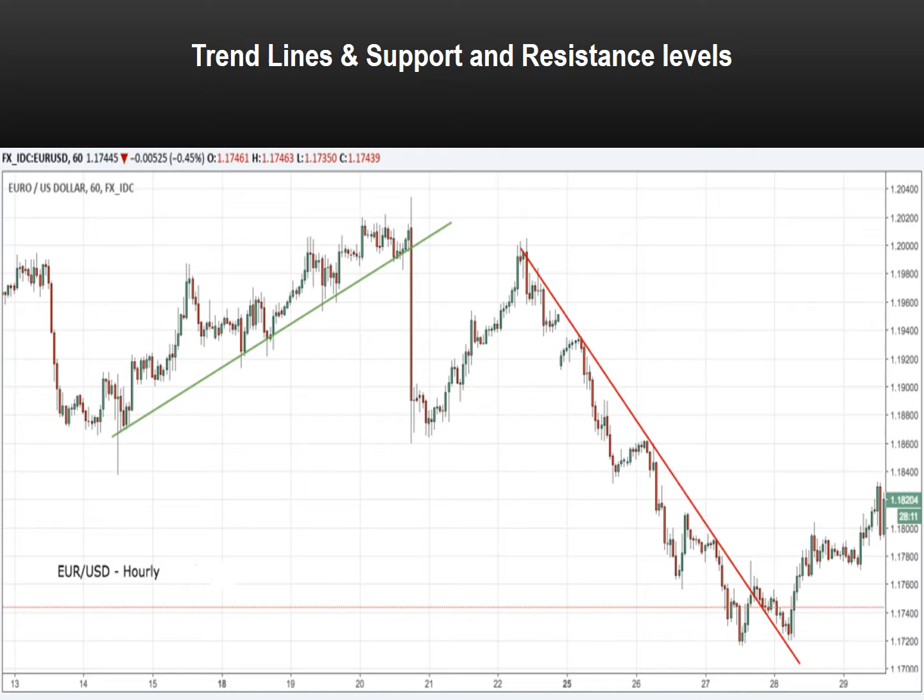The second chart shows an uptrend on the EUR-USD currency pair. The uptrend line has a positive slope connecting low points with multiple connected points ascending upwards. Uptrend lines play the support role. As long as prices are above them, the bullish trend is intact.